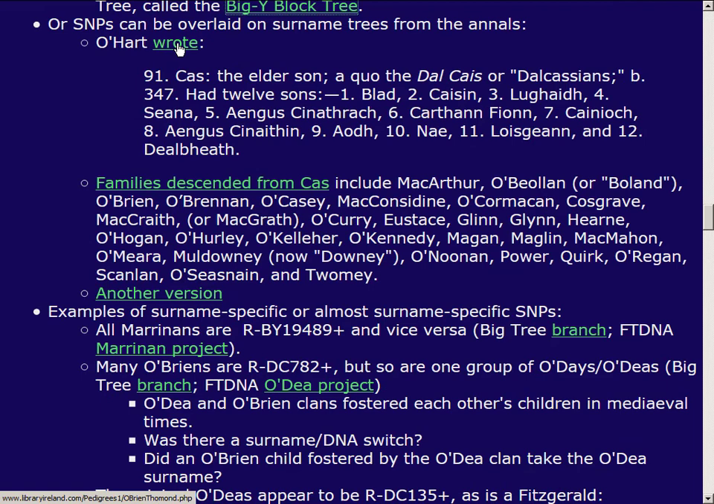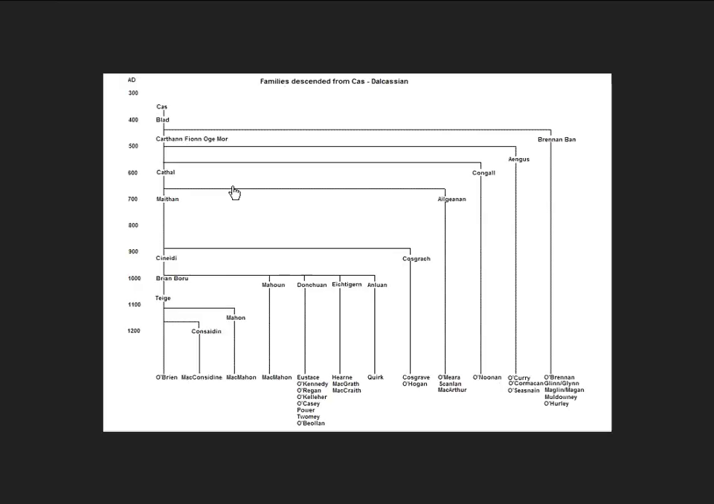Starting with the surname tree, we have O'Hart's Irish pedigrees available online. The Dalcassians are descended from Cos, who lived in about the 4th or 5th century. I think we'll see a date in a minute. He had 12 sons, the ancestors of all the Dalcassian surnames. So with 12 sons, it's not surprising that he has lots of male line descendants alive today.